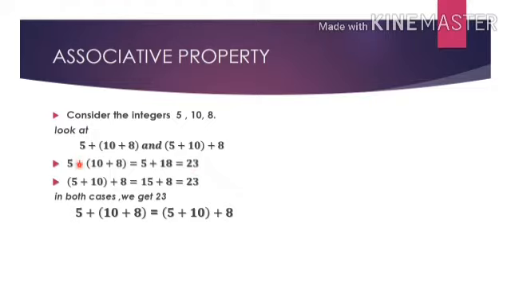In the first case, we add the second and third integer, then the first. In the second case, we add the first and second integer, then the third one. In both cases, we get the same answer. It means 5 plus (10 plus 8) is equal to (5 plus 10) plus 8 because 23 is equal to 23. The two cases are the same.